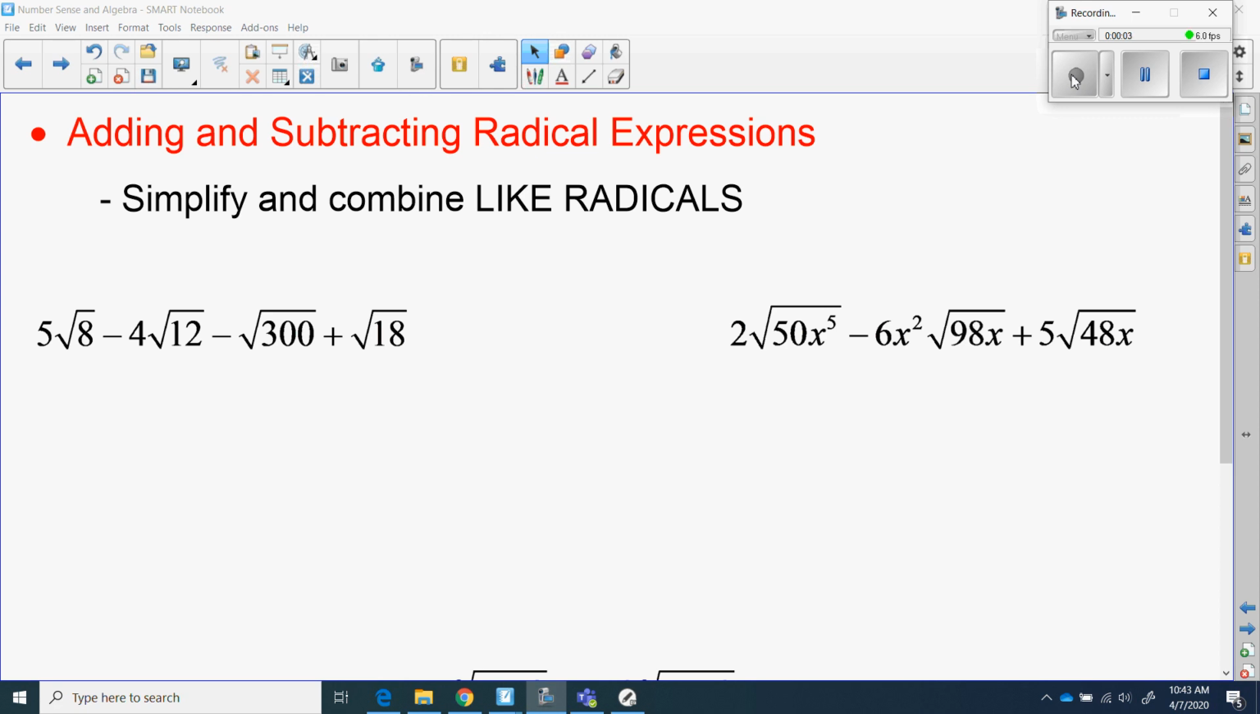In this lesson, I plan to go through the different operations involving radicals. And what I mean by that is I want to show you how to add, subtract, multiply, and divide radicals.